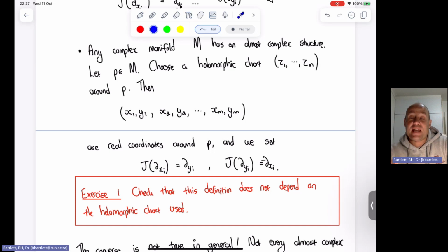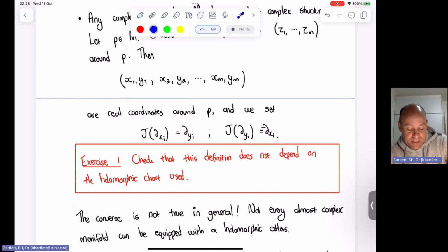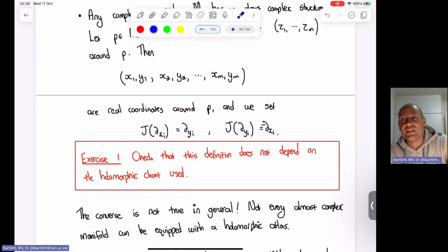A complex manifold means having an atlas, that means you have a bunch of charts, whereas an almost complex structure is just something that lives on the tangent spaces. So the converse is not true. If you have an almost complex structure, it doesn't necessarily mean that you can enhance that to a complex manifold, i.e. actually find charts for the space such that the almost complex structure inherited from the holomorphic atlas equals the almost complex structure you started with. So not every almost complex manifold can be equipped with a holomorphic atlas.